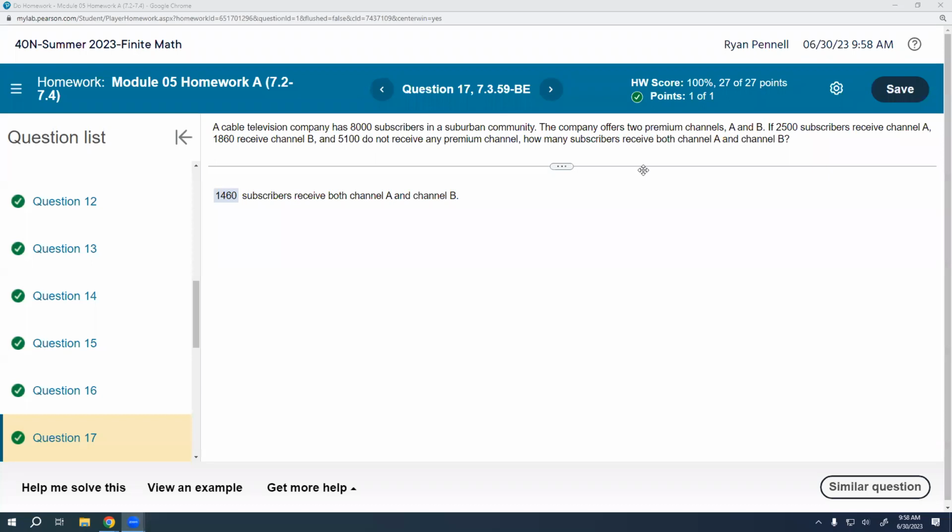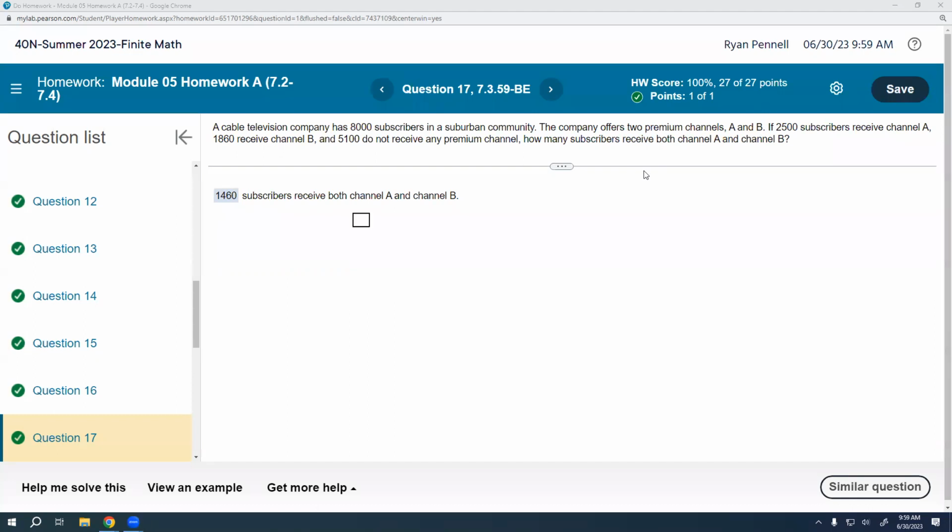Problem 17 says a cable television company has 8,000 subscribers in a suburban community. The company offers 2 premium channels, A and B. If 2,500 subscribers receive channel A and 1,860 receive channel B and 5,100 do not receive any premium channels at all, how many subscribers receive both A and B? So that would be the intersection.